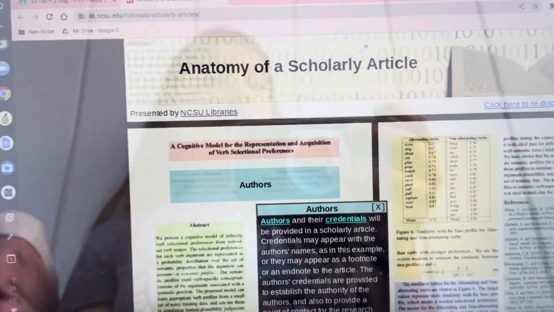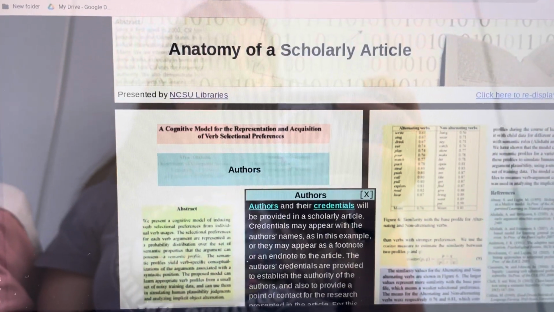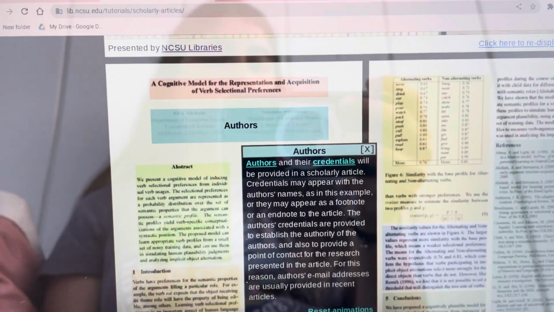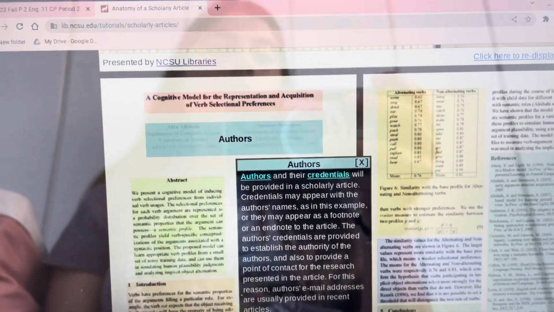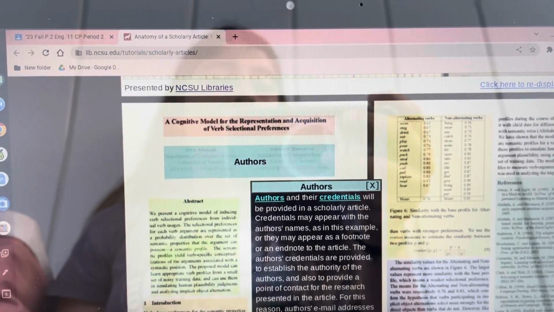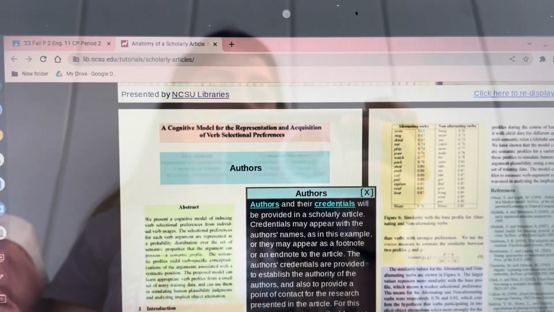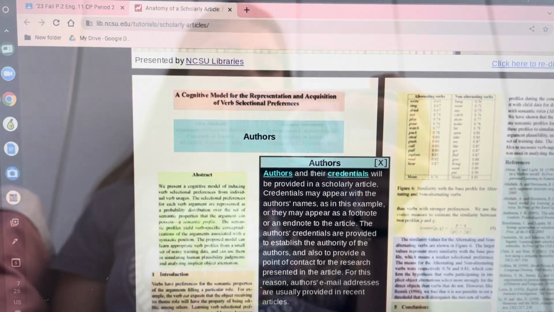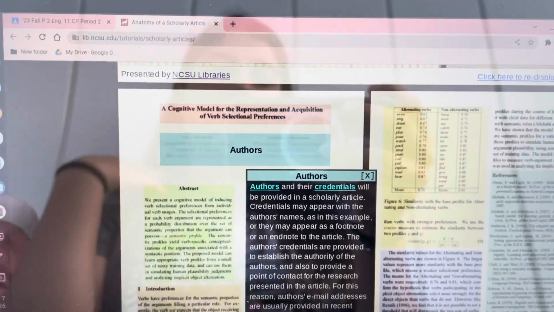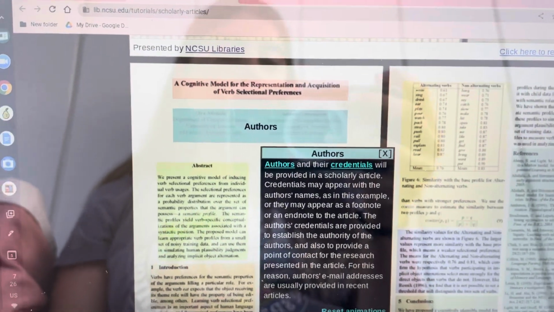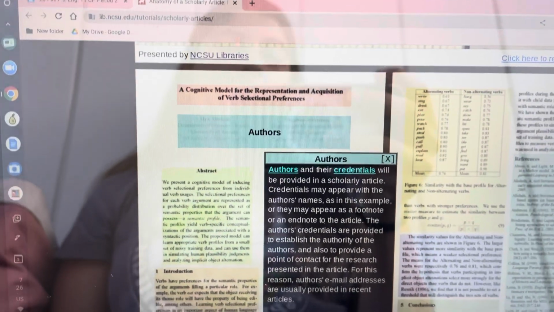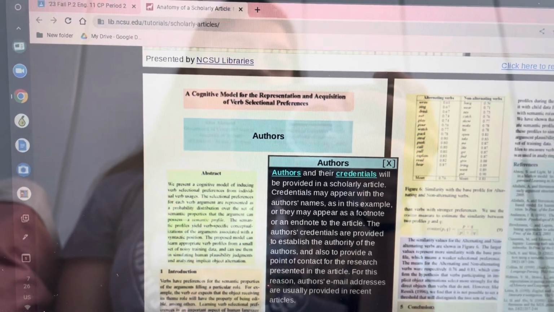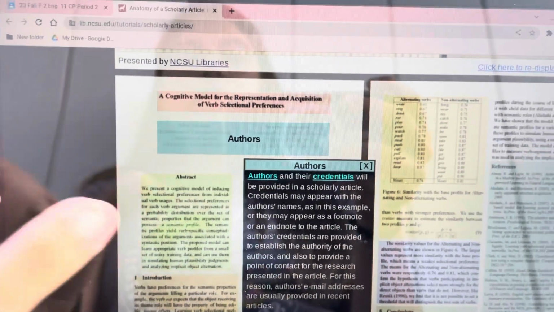Next would be the authors. The authors and their credentials will be provided in a scholarly article. Credentials may appear with the authors' names, as in this example, or they may appear as a footnote or an endnote to the article. The author's credentials are provided to establish the authority of the authors, and also to provide a point of contact for the research presented in the article. For this reason, authors' email addresses are usually provided in recent articles.